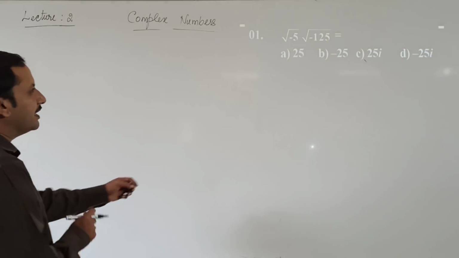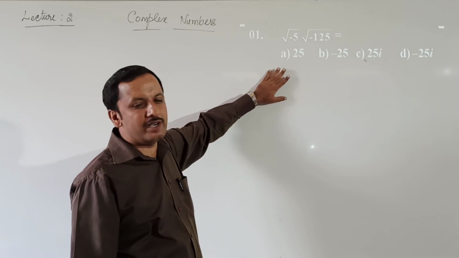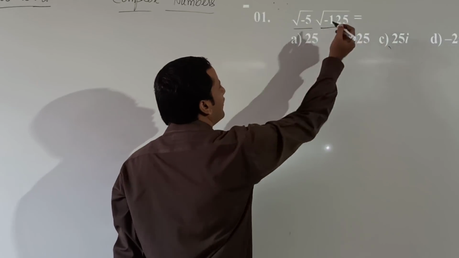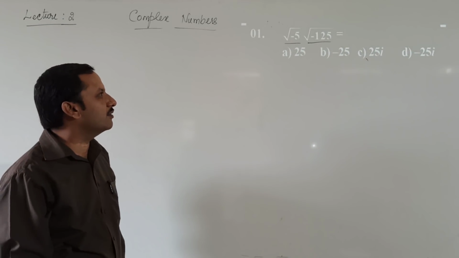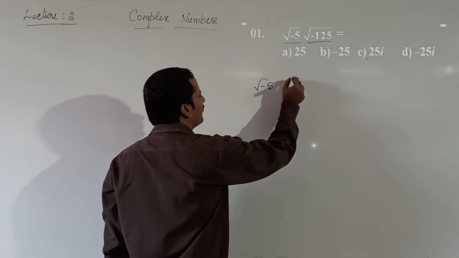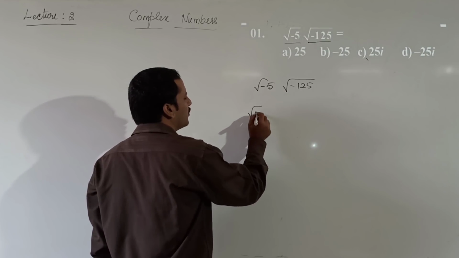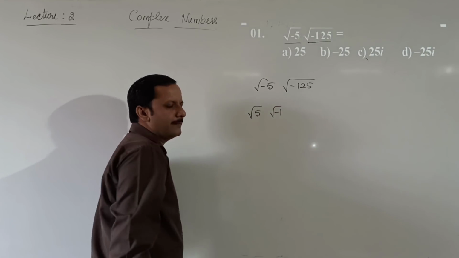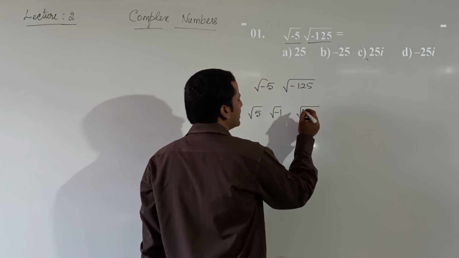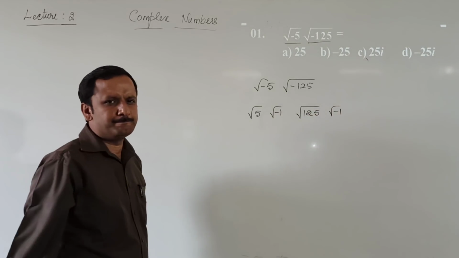Okay, question number 1. Root of minus 5 into root of minus 125. This is what we want to find. I'll write root of minus 5 as root 5 into root of minus 1. Similarly, root of minus 125 can be written as root of 125 into root of minus 1.